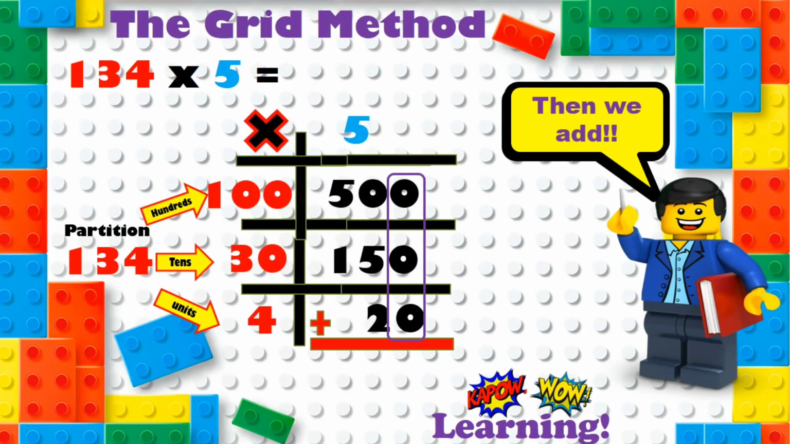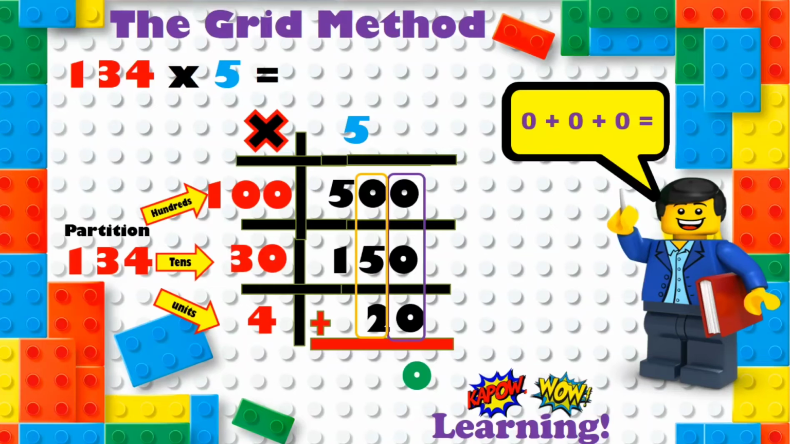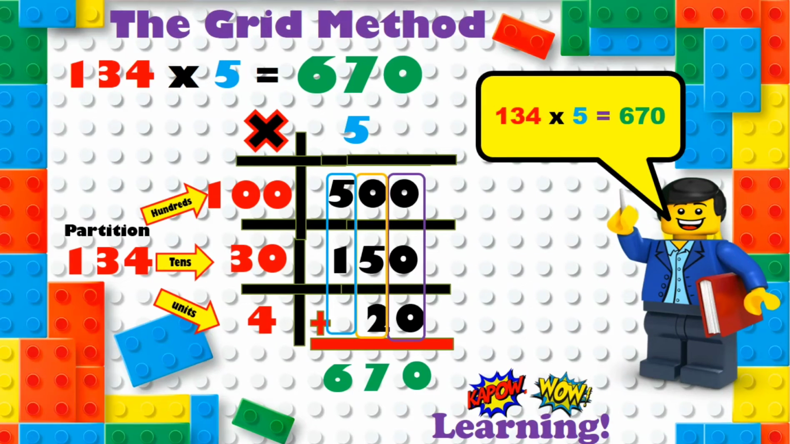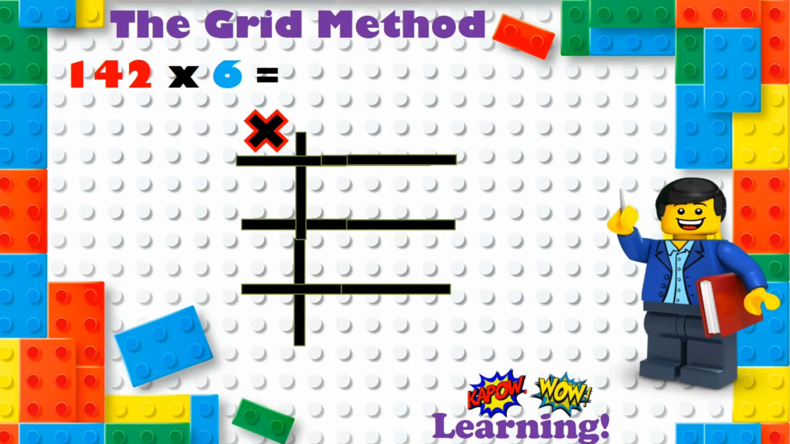And remember, when we do the addition of the column method, we always start from the units. So 0 plus 0 plus 0 is 0. Now we look at the tens. 0 plus 5 plus 2 is 7. And now we're going to look at the hundreds. So 5 plus 1 equals 6. Okay, so 134 multiplied by 5 equals 670. Excellent. Let's do the next one.